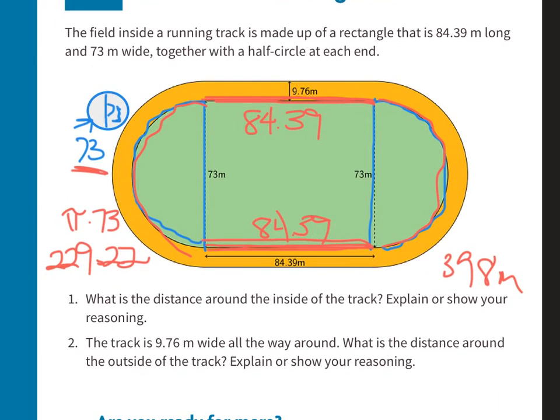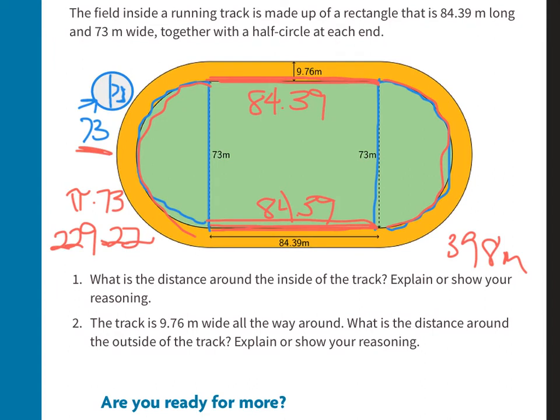And then number 2, we're not going to do it, but we'll talk about it. It says the track is 9.7 meters wide all the way around. What's the distance around the outside of the track? So now 84.39 doesn't change, but what does change is the diameter of your circle, because now you have to go from the top here all the way down to the bottom here. So you've got to add 73 plus 9.76 for the top plus 9.76 for the bottom, and that's your new diameter. So then you need to go that diameter times pi plus 84.39 plus 84.39. Okay, so it's just another step, and we're not going to talk about that yet.